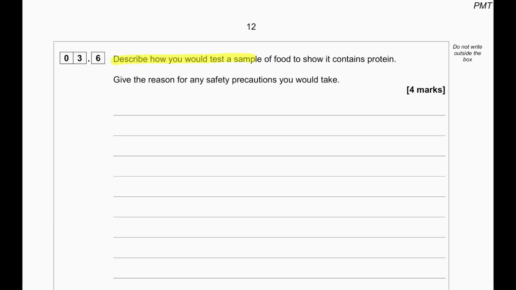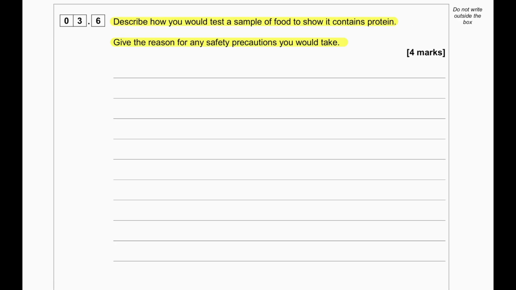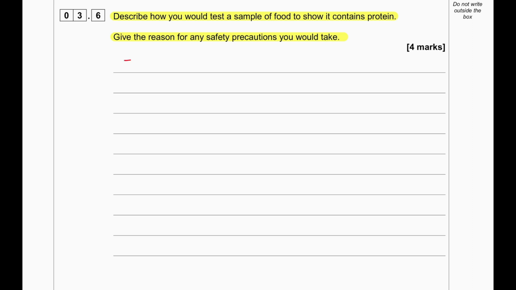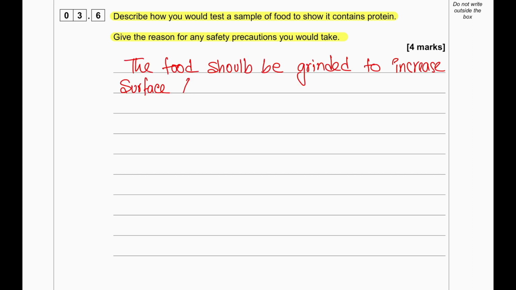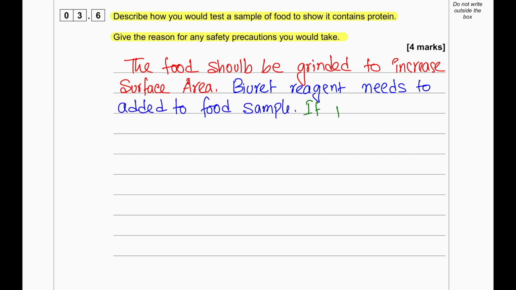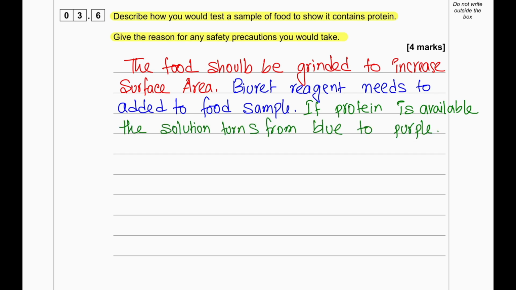Describe how you would test a sample of food to show that it contains protein. Give the reason for any safety precautions you would take. To test a food sample for the presence of protein, because food samples can come in chunks, we need to grind up the food. Once we grind up the food, we can add biuret reagent, which is a combination of copper sulfate and sodium hydroxide, to the food sample. If there is protein present, the solution, which was blue in color, will turn purple, indicating the presence of protein.